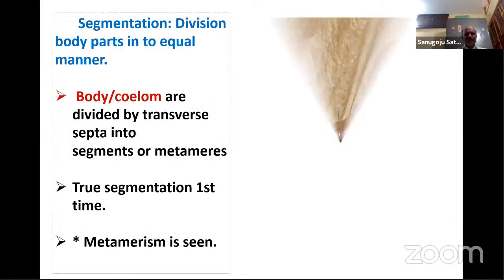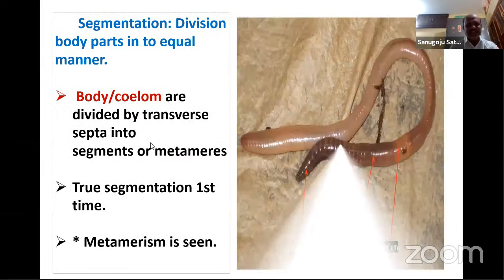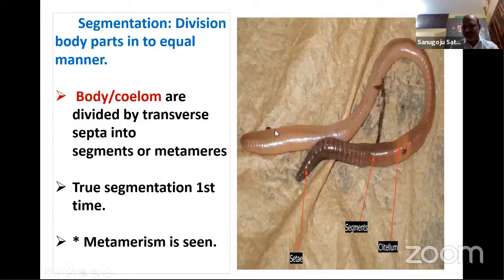Then we go for segmentation. Segmentation is nothing but the division of body parts in an equal manner. That means if we observe the segments or the transverse septa present on the body, they are all equal. That's why segmentation is seen. True segmentation, or eusegmentation, is seen for the first time in annelids. The body or coelom is divided by transverse septa into segments, otherwise called metameres. True segmentation is first developed in the phylum Annelida itself.